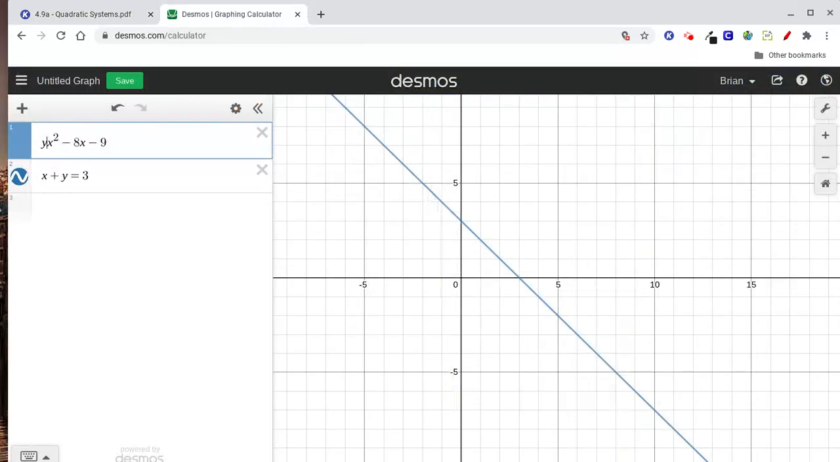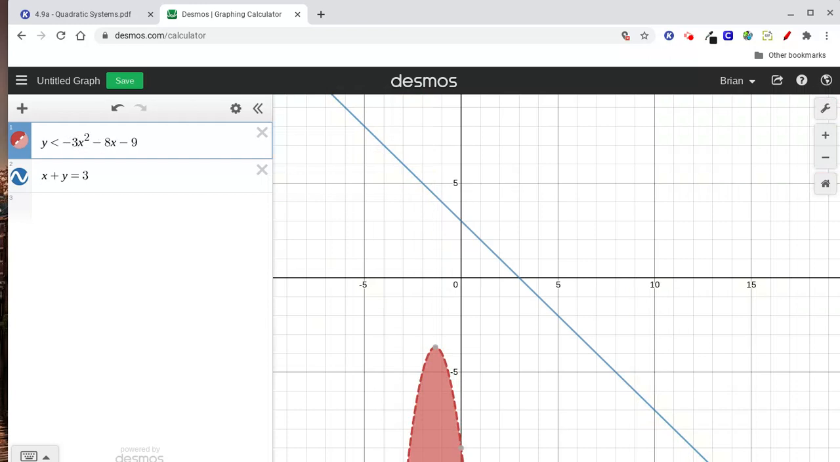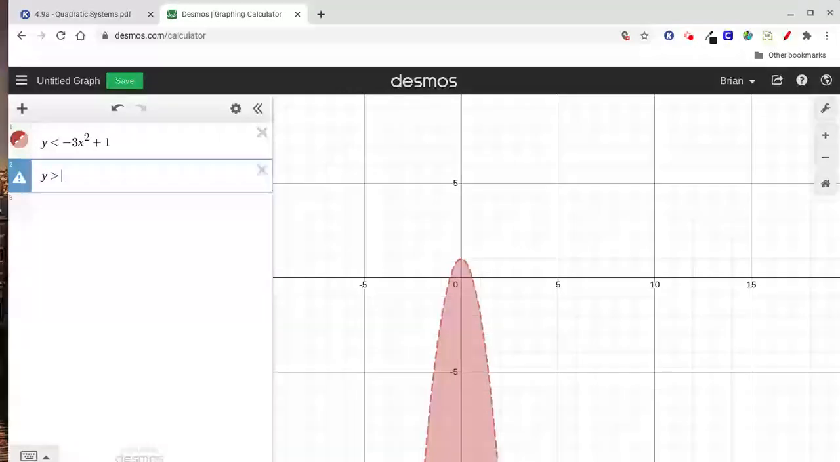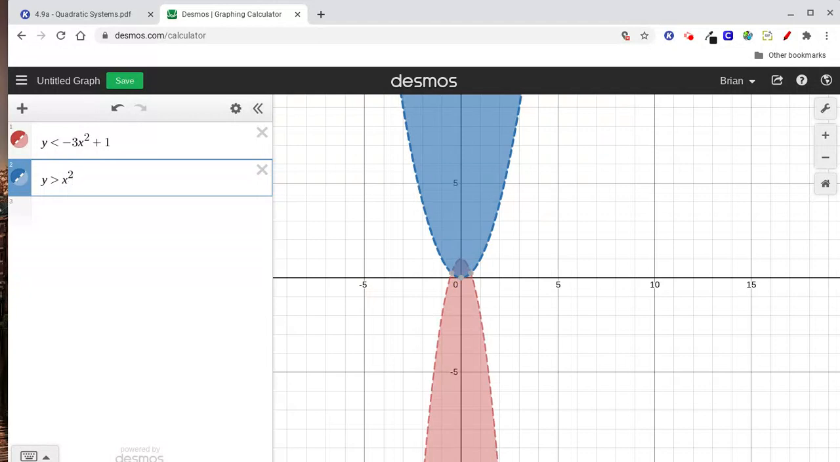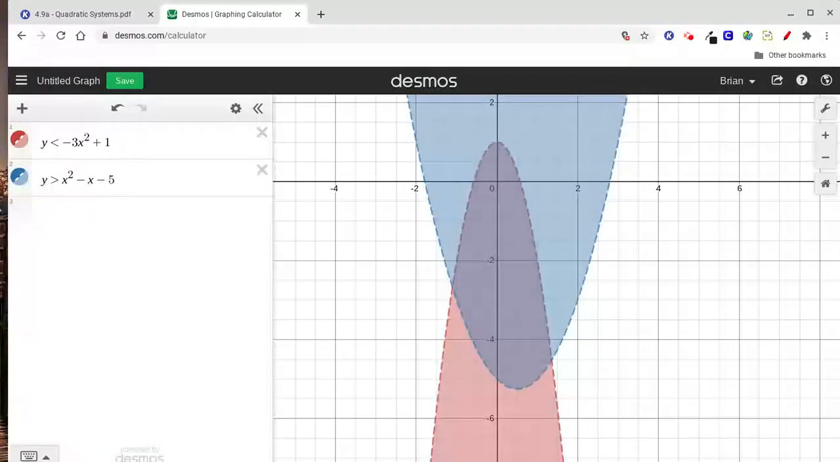So y is less than negative 3x squared plus 1. And then the other one, y is greater than x squared minus x minus 5. All right. So that's what it looks like.